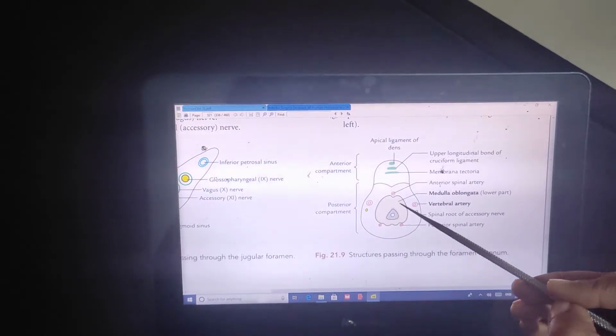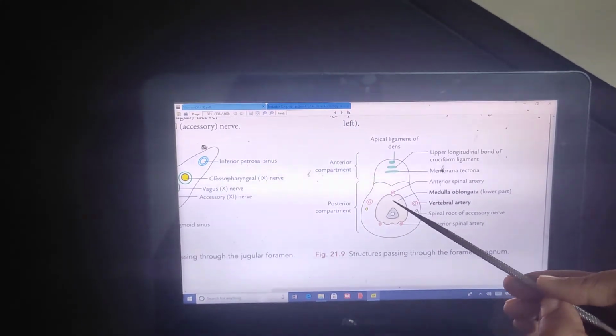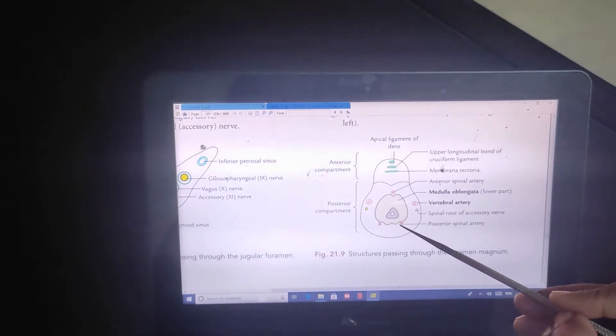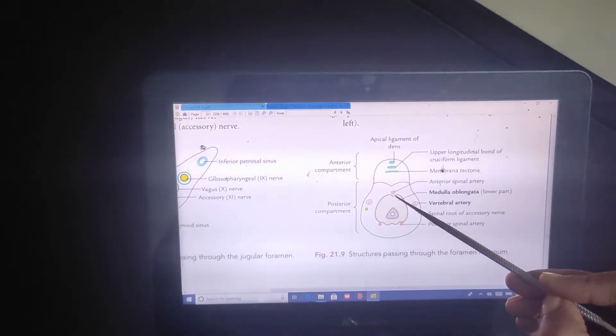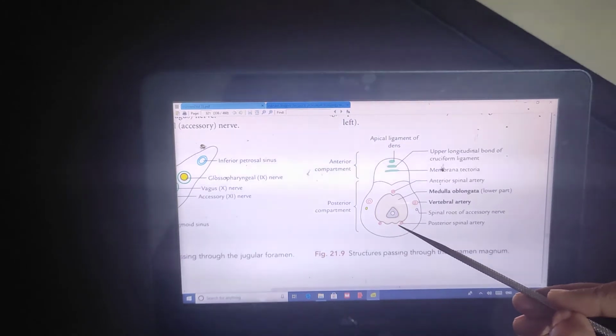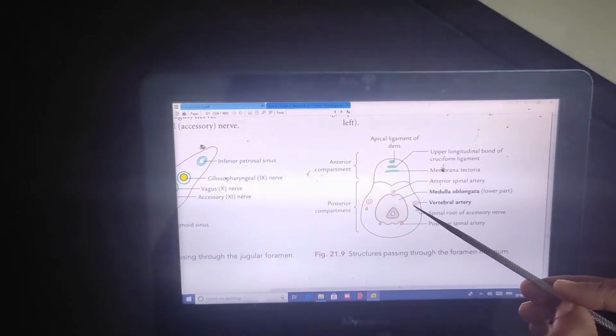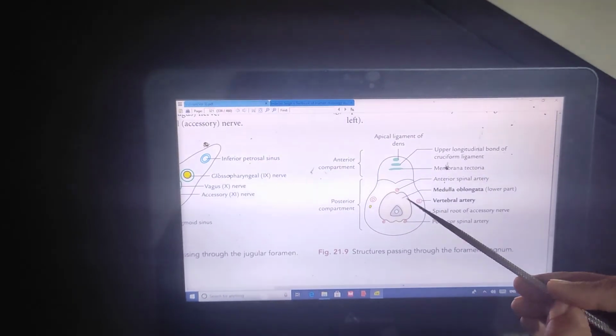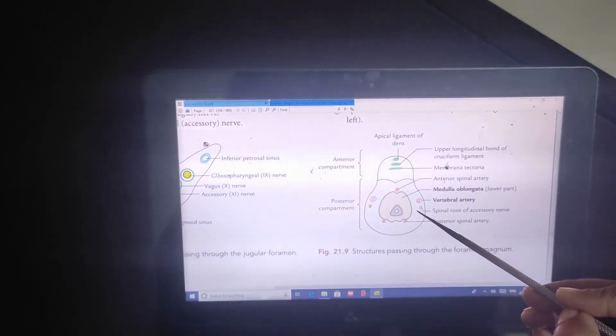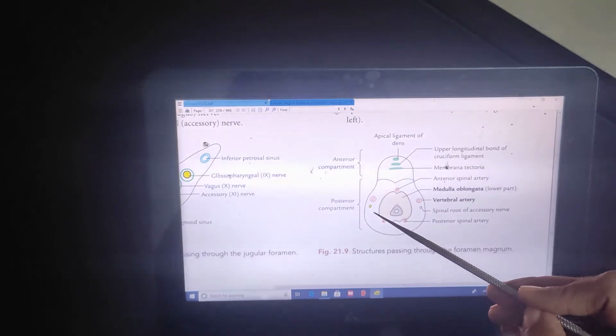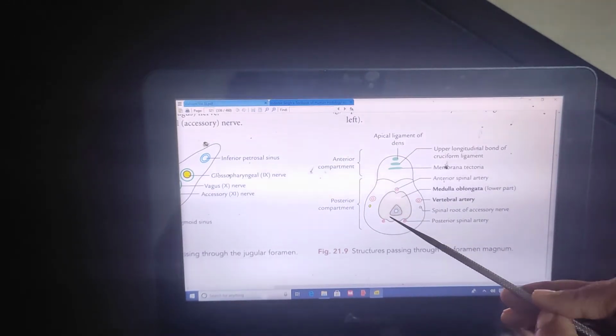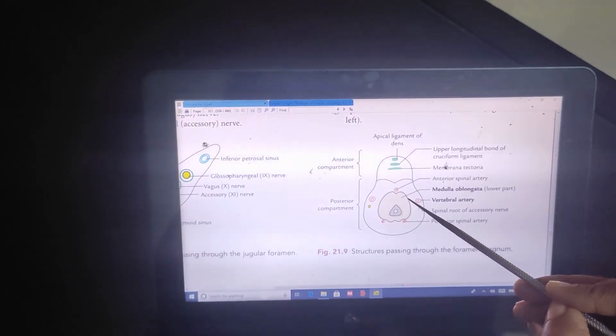Through the posterior compartment passes the anterior spinal artery and the posterior spinal arteries. There is one anterior spinal artery and two posterior spinal arteries. You have right and left posterior spinal arteries. Then you have two vertebral arteries, right and left vertebral arteries. Then you have the spinal root of accessory nerve. In the middle you have the medulla oblongata.